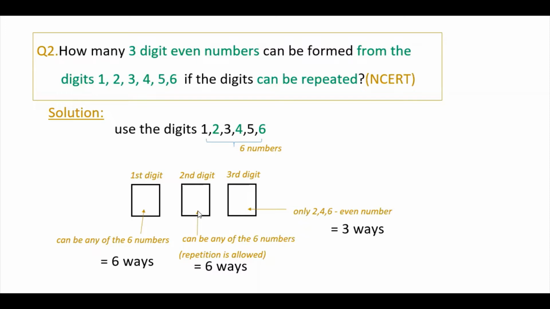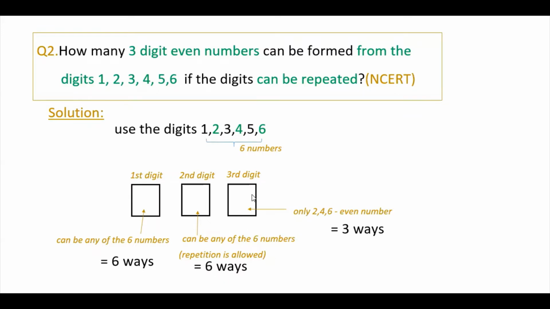And in the second digit, you can write any of these numbers. It can be repeated, so for example, if you write 1 here, here also you can write 1. Here it is 2, here you can write 2. So it can be repeated, and you can write any of the 6 numbers. So here also 6 ways and here also 6 ways.